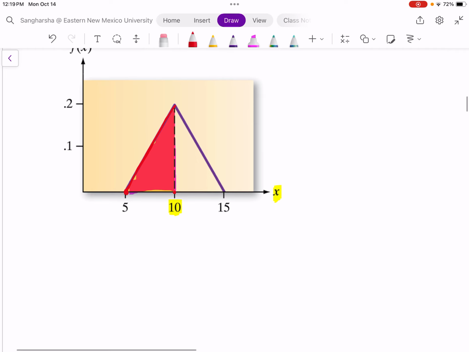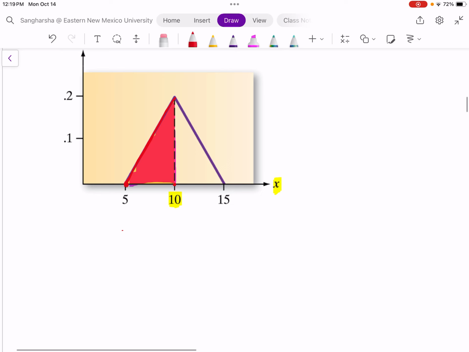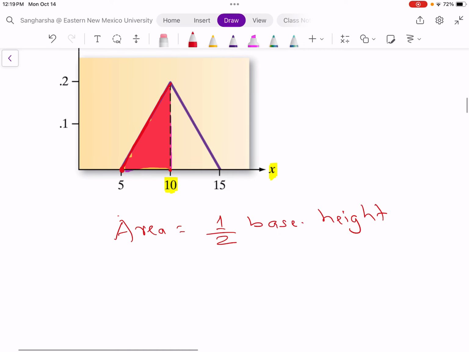Now, so we have this triangle. Let's find the area. The area is half times base times height of a triangle, right? So we have half. What is the base length? This portion is the base. So what is this? Do you all agree it's 5? Okay, so we have 5.